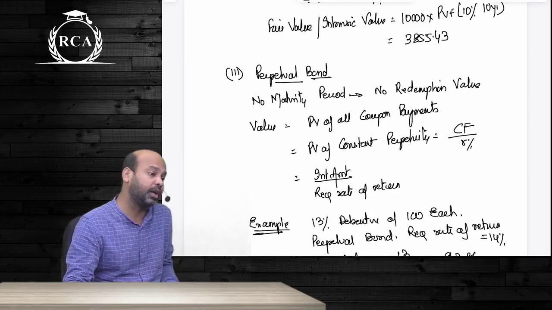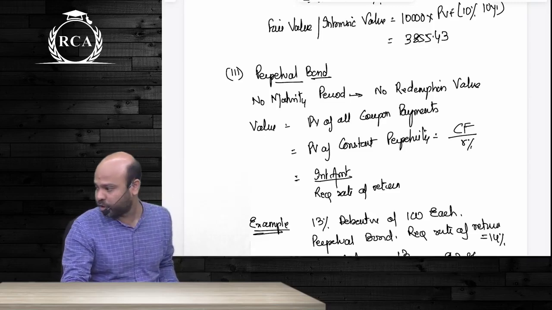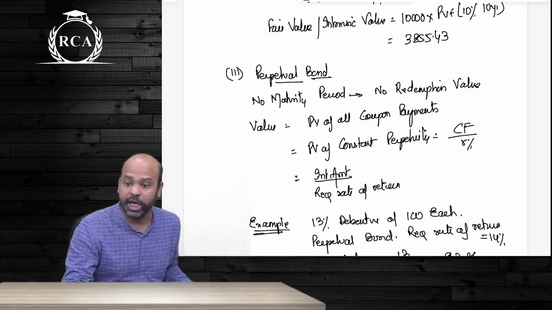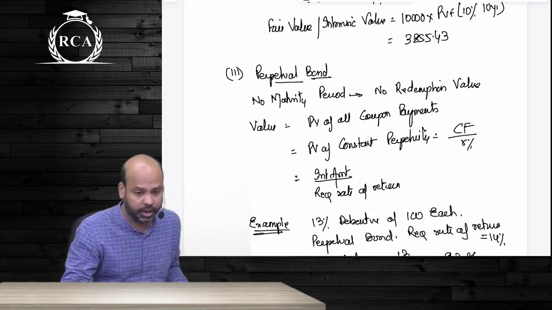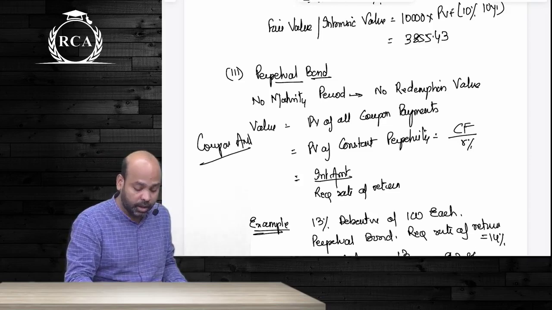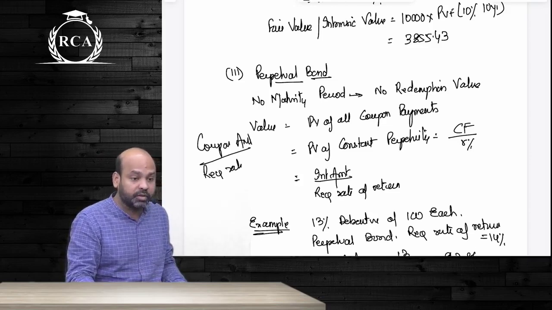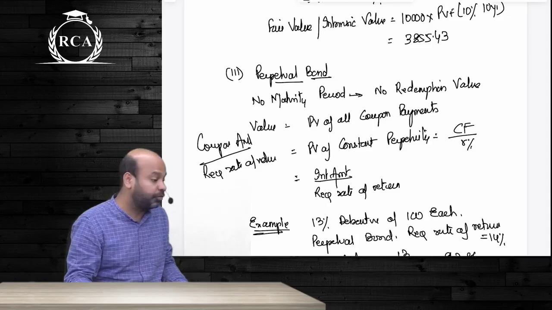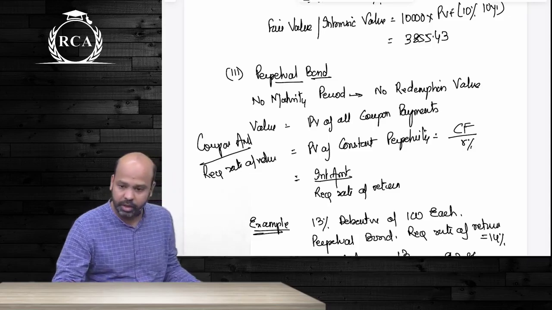Because the coupon payments are going to remain constant, you will write that as present value of constant perpetuity. What is the formula for present value of constant perpetuity? It will be cash flow divided by required rate of return. That is why for a perpetual bond, you're going to write coupon amount divided by required rate of return. This is how you're going to arrive at the present value of a perpetual bond. Are we clear about this?